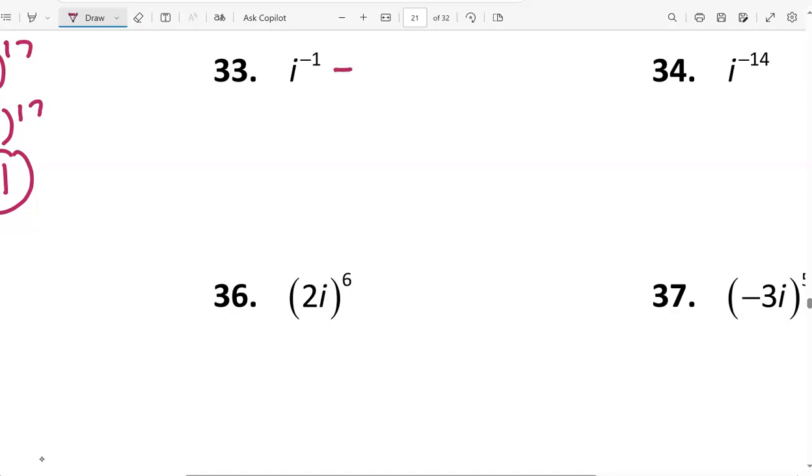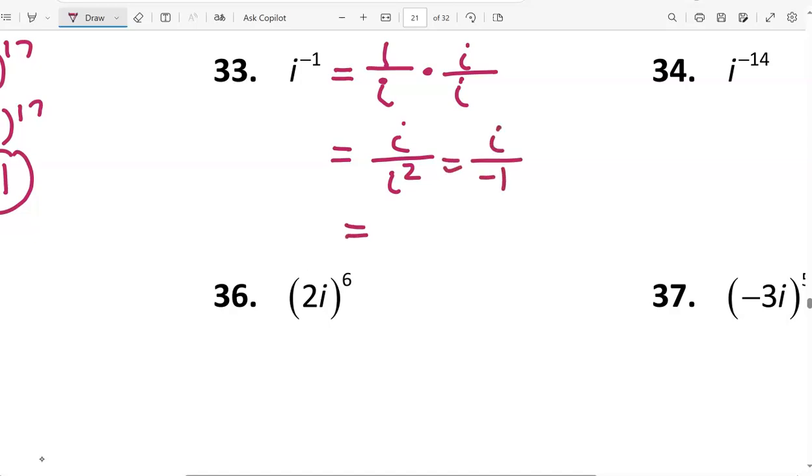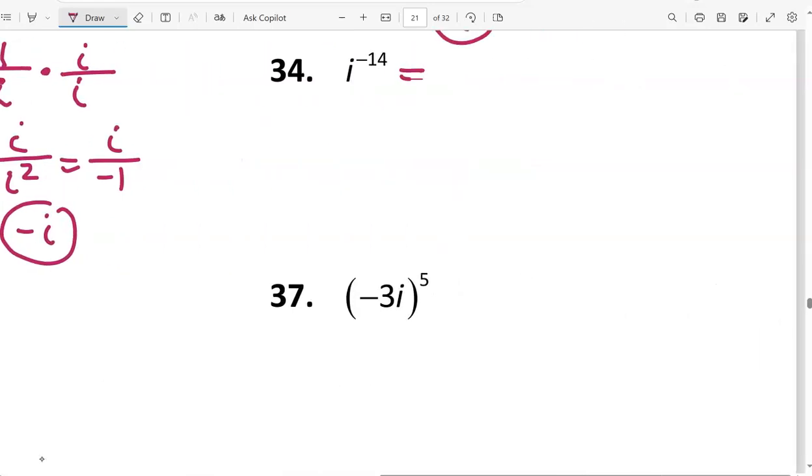In 33, i to the -1 is, by definition, 1 divided by i. Multiply the top and the bottom of this fraction by i, and we get i divided by i squared. And that's i divided by -1, which is -i. In 34, i to the -14th power is 1 divided by i to the 14th power. And since 14 is an even exponent, I'm just going to simplify what we've got in the denominator.